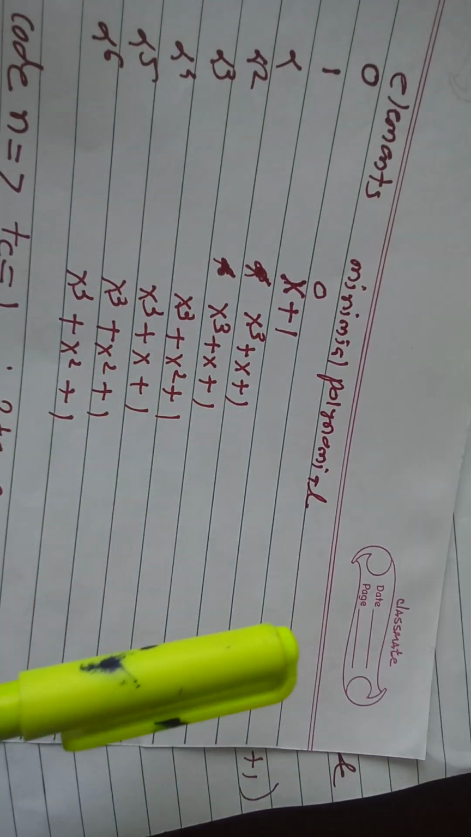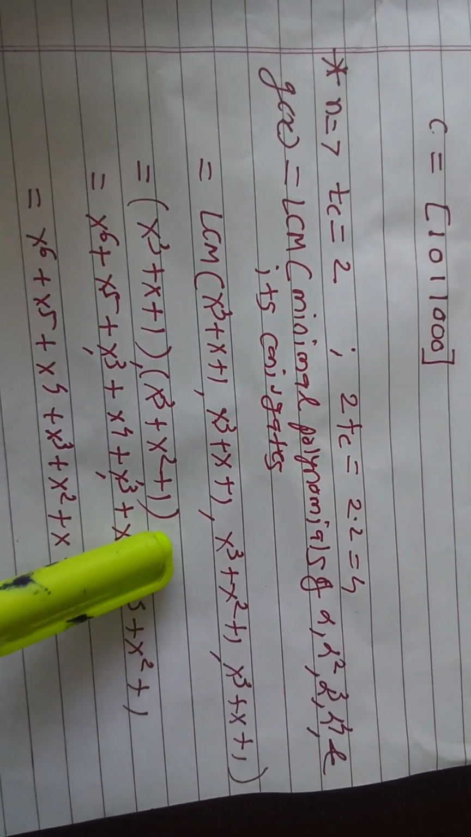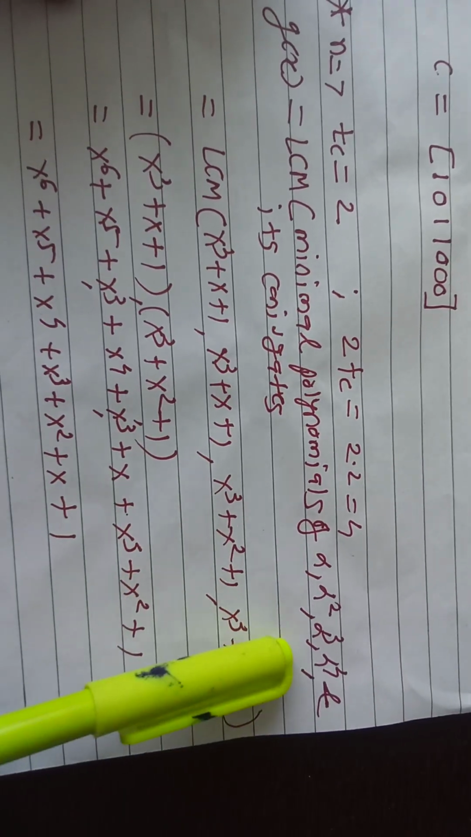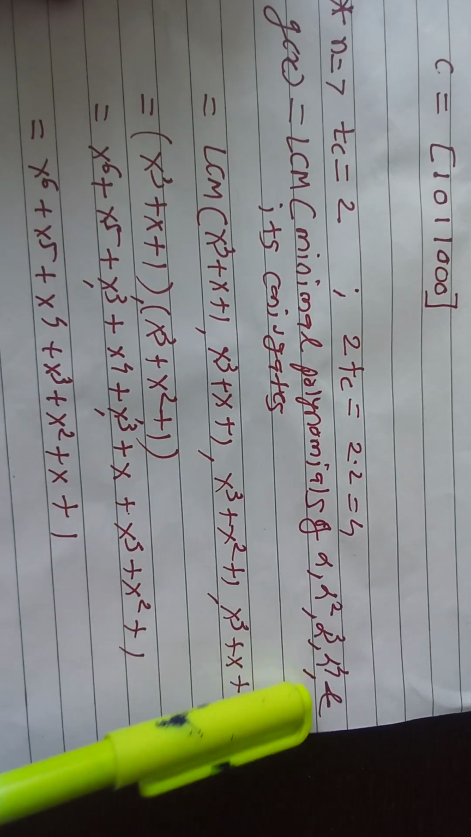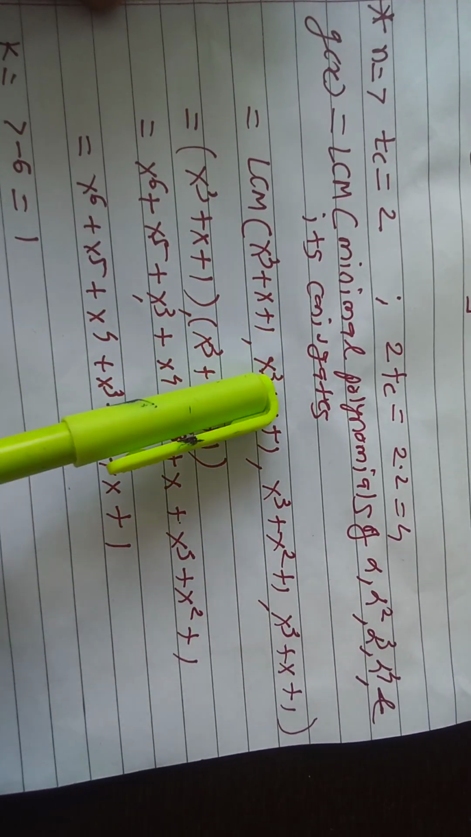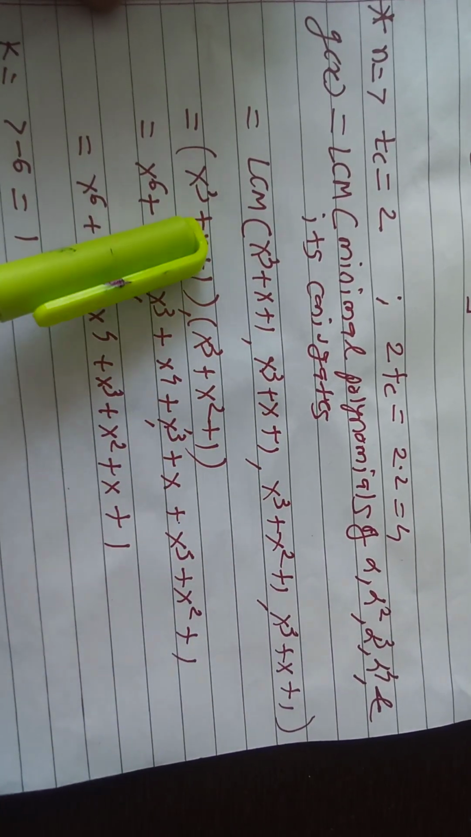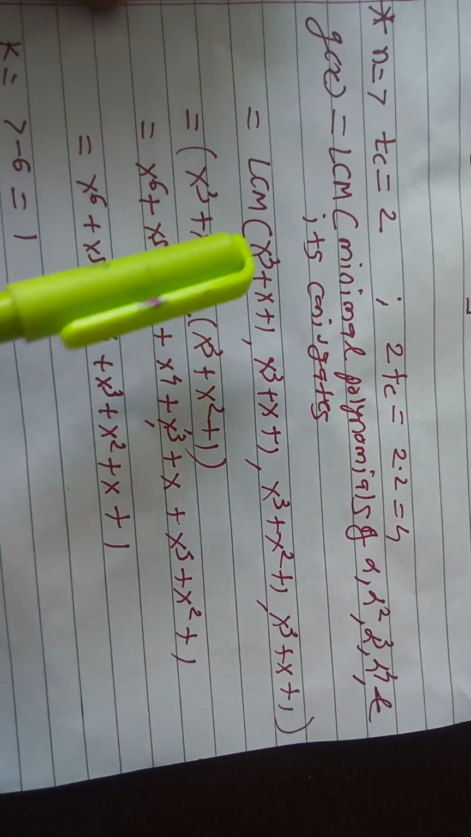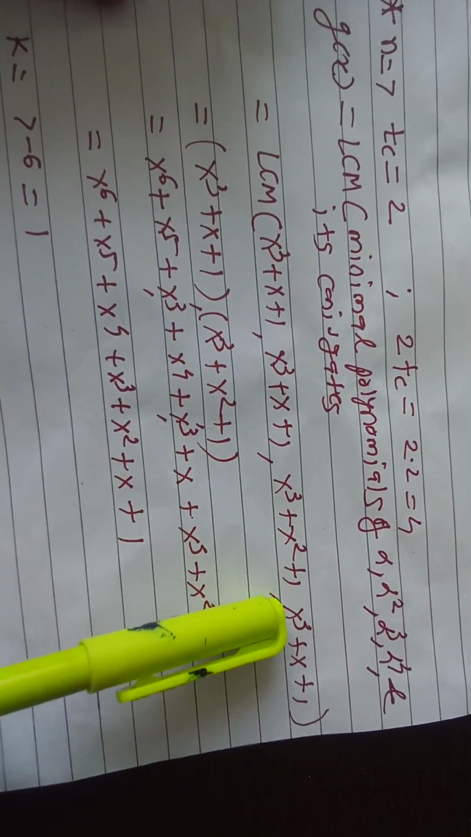This table. Then alpha cube x cube plus x square plus 1, alpha 4 x cube plus x plus 1. So 3 times you are getting x cube plus x plus 1. For that, take it as single time, x cube plus x plus 1. This is LCM. Then x cube plus x square plus 1.